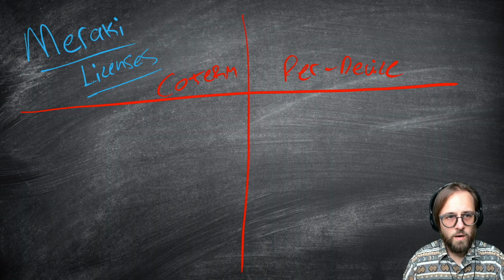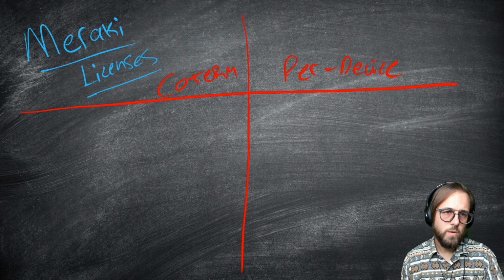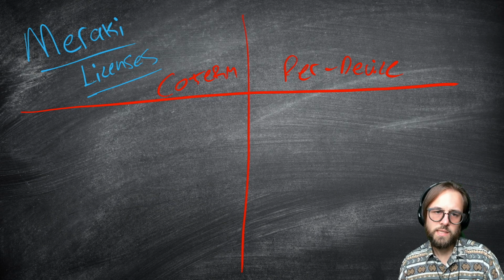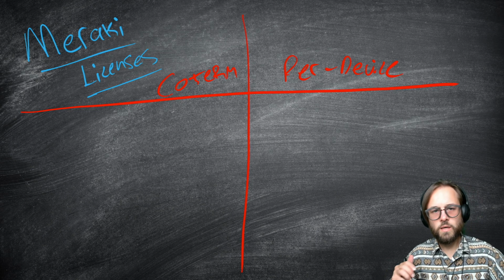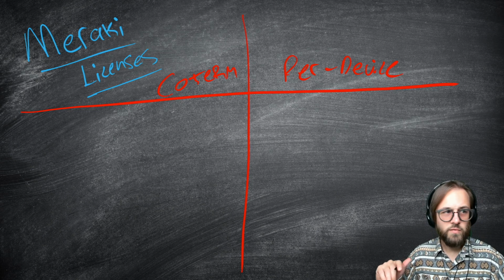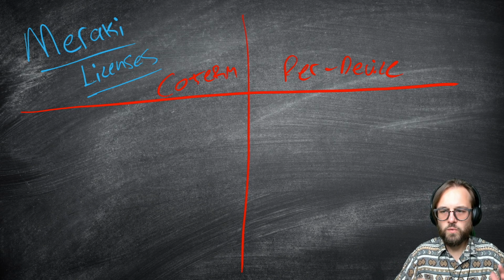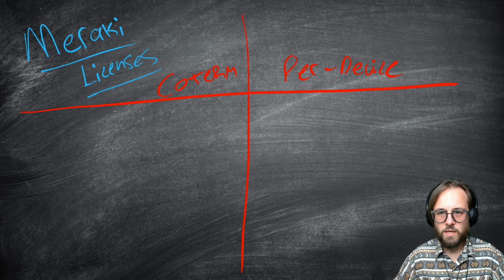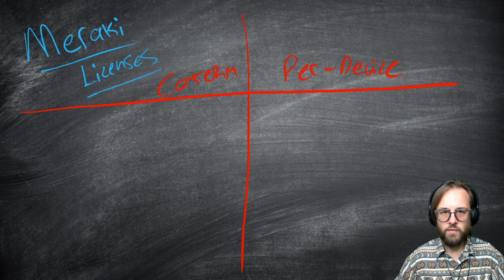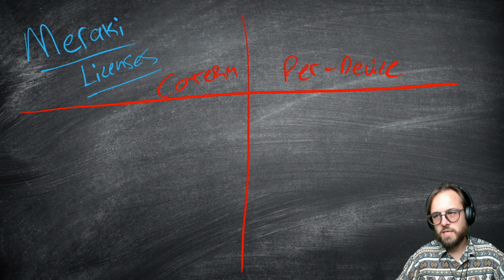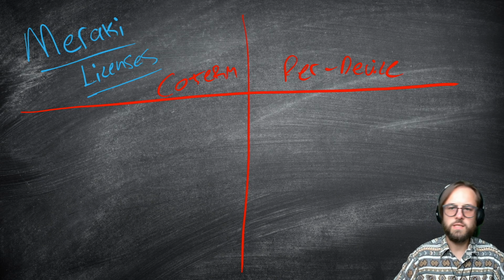So now we're going to talk about the Meraki licensing, co-term versus the per device licensing, and we're going to discuss this kind of at a high level. We're also going to look at a few pros and cons of each. The main thing to understand about co-term licensing is that it uses a weighted average to set a single expiration date for all of your devices.